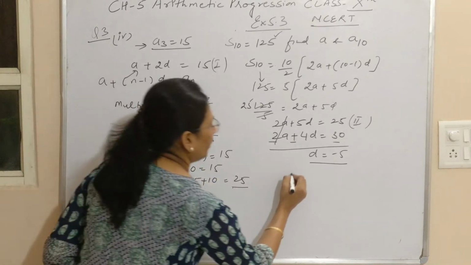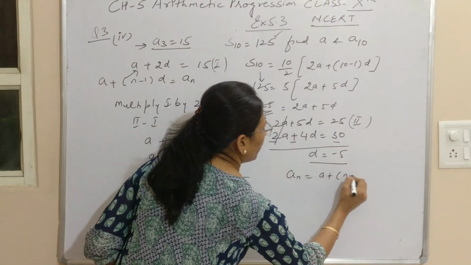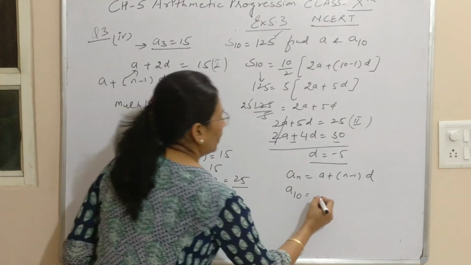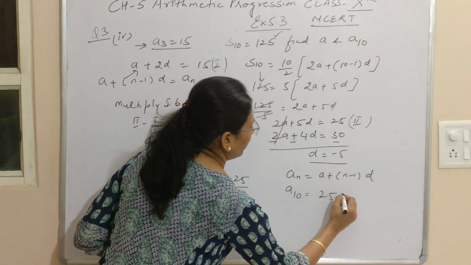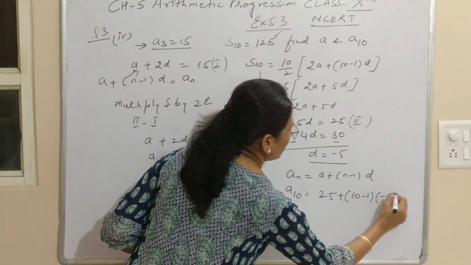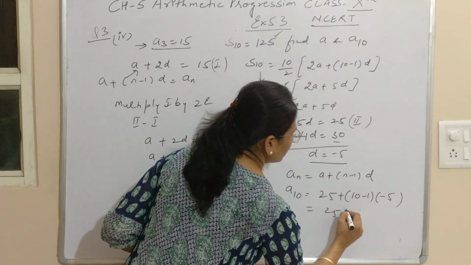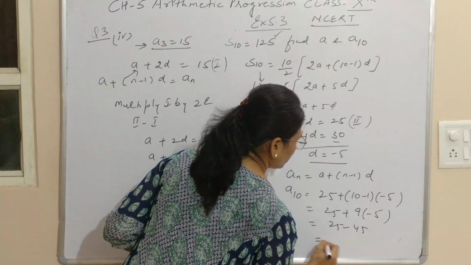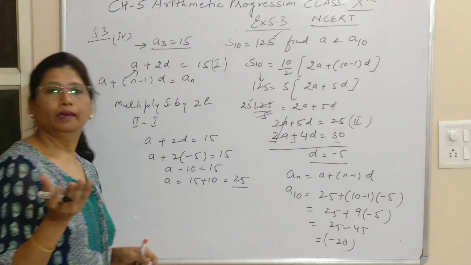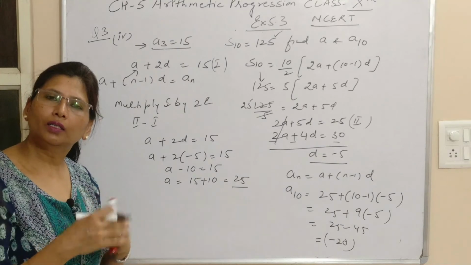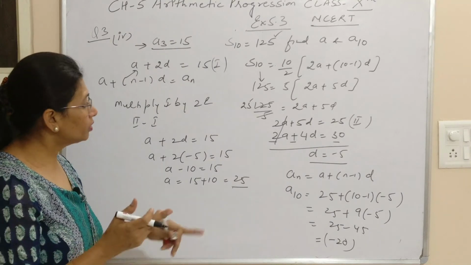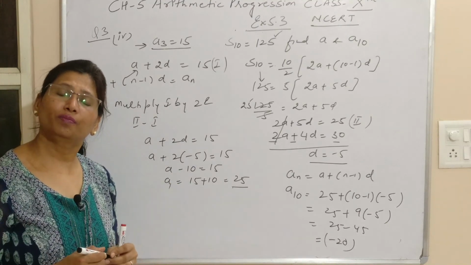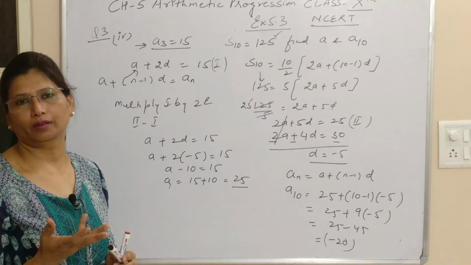We'll recall the formula. an is a plus (n minus 1) into d. So a10. For n we'll put 10. What is a? a is 25. n is 10. And how much is d? d is minus 5. So 25 plus 9 into minus 5, this is 25 minus 45, this is minus 20. Okay, one thing is clear. What? If d is negative, our terms will keep on decreasing. So that is the reason your first term was 25, and the 10th term is minus 20. If it is a20, it will be even lesser than this 10th term.